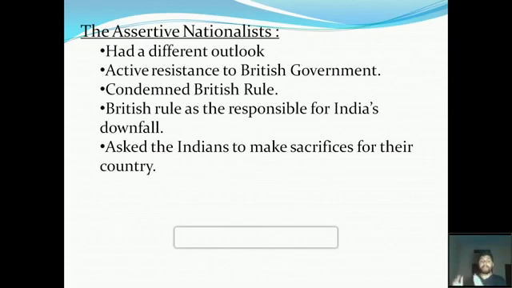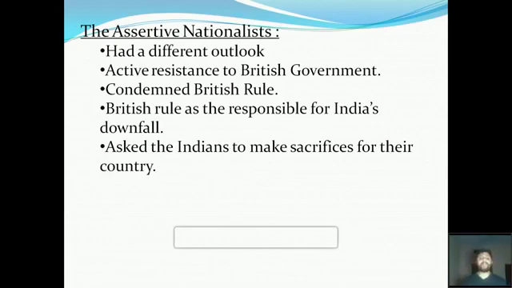If it is with regard to business, please don't do any kind of business with the British. If you are a farmer, you should not produce anything for the British. So any sector of society, any group of people in society can contribute to the national movement by making some kinds of sacrifices. It doesn't mean that he has to sacrifice his life itself for the country. So these were some other points about the assertive nationalist leaders.